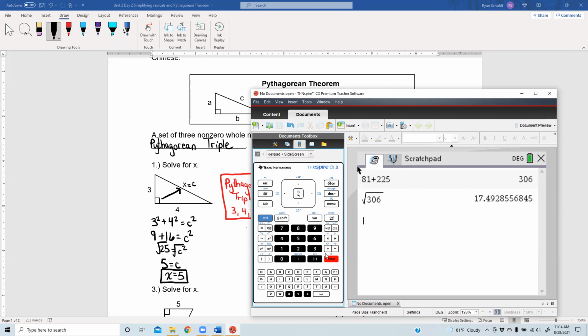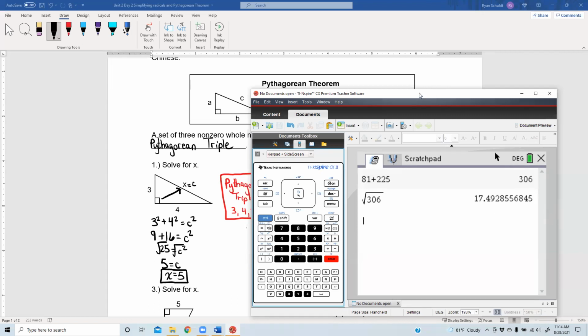17.4928558. Yeah, whatever. I tried to do it too fast. See if I can do it again. 17.49285568845. Got it. That's our answer. It's ugly. It's nasty.